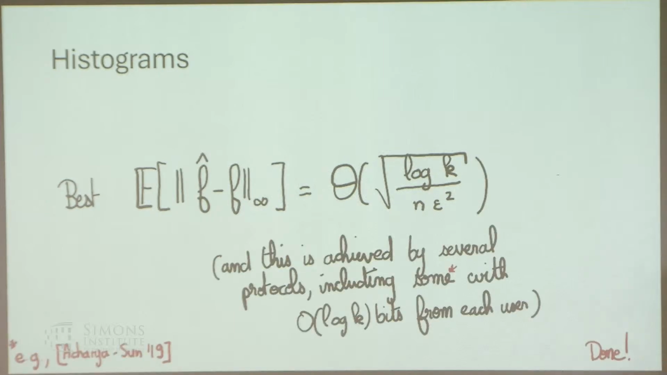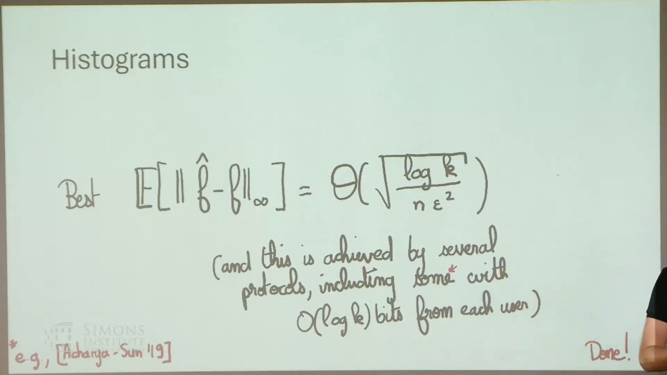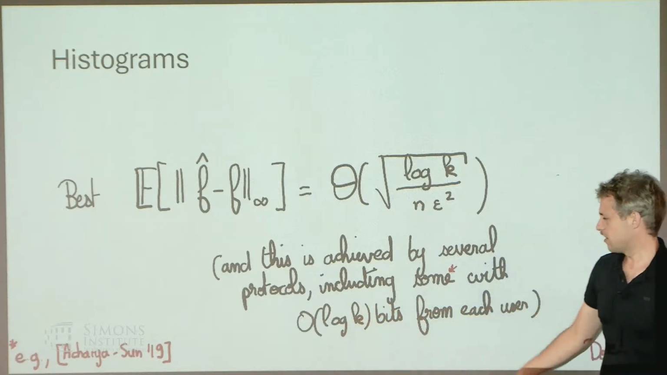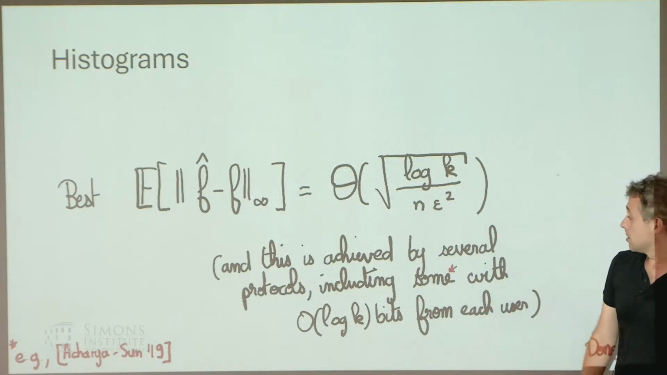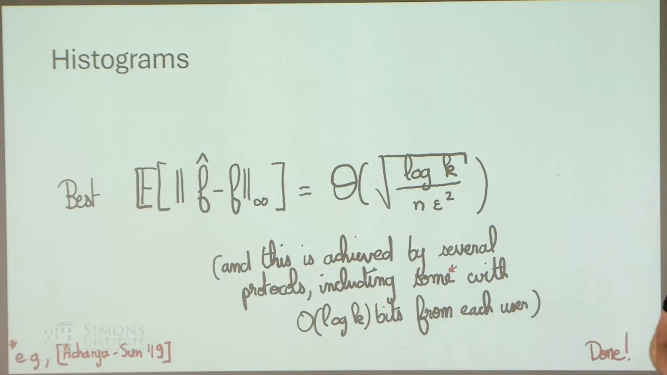And what's even better is that this is achieved by several protocols, including very efficient ones, including some with very little communication per user, essentially log k bits. Log k plus 2, I think, is the actual thing. So we've got something that's private, optimal up to constant, and efficient in all possible regards, so we're done.